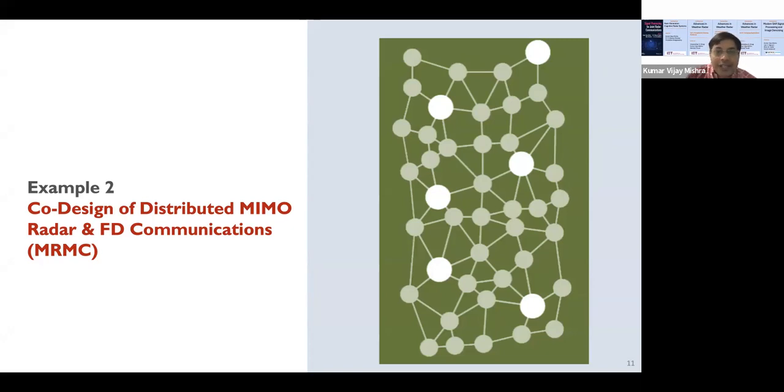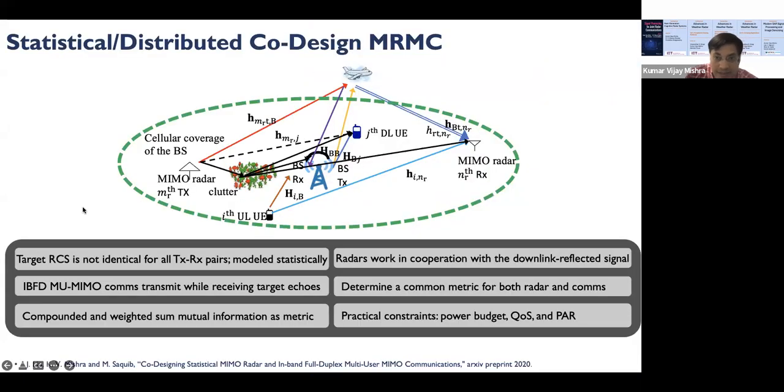We look at a very general case of distributed MIMO radar and full duplex multi-user MIMO communications. And here we are doing co-design. So we are designing radar waveform precoders for UL and DL, as well as the receive filters for radar and comms. So this is the system that we use. First, we look at just a single target scenario. So we have multiple radars, multiple transmitters and receivers for that, and several downlink and uplink UEs. We also have clutter in between.